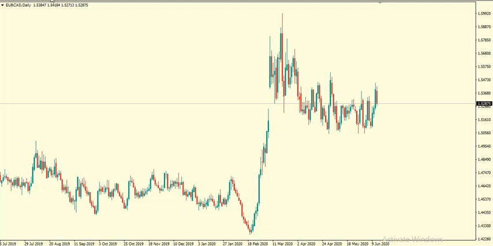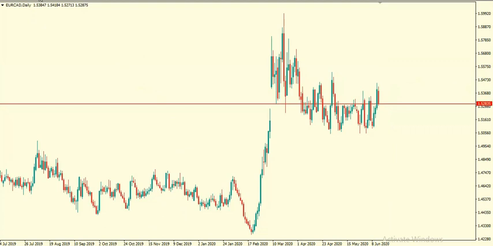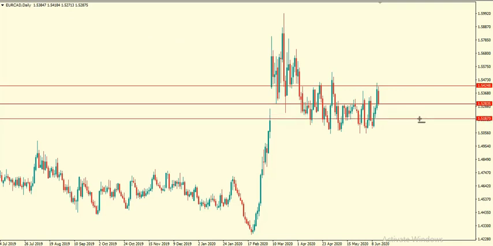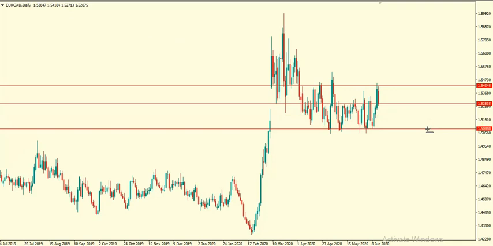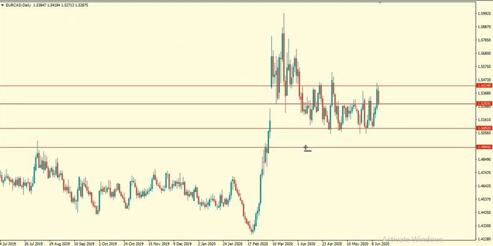Okay, so on EURCAD, first of all, let me identify the major levels in this market. We have one right here at the weekly close. We have one at this high. We have one down at this low. Let's still look for one or two below. We have one at this low.